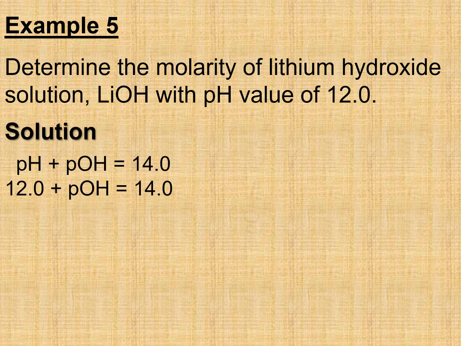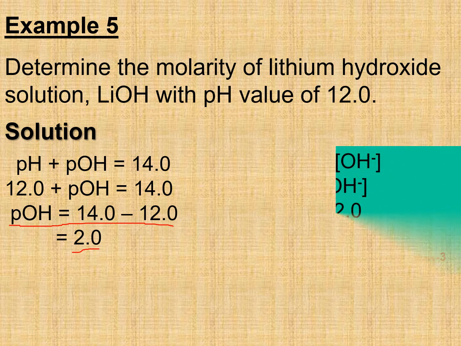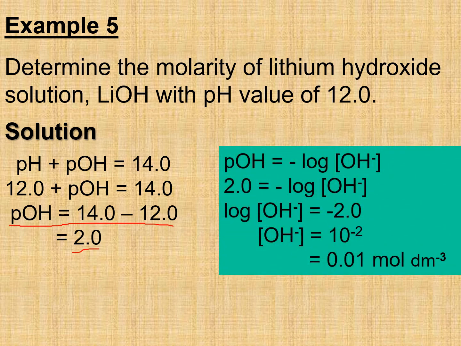Solution: pH plus pOH is equal to 14. So to get pOH, rearrange the equation, and you will get 14 minus 12, and your pOH is 2. So take that pOH value in the equation: pOH is equal to negative log concentration of OH minus, and you put 2 for the value of pOH.